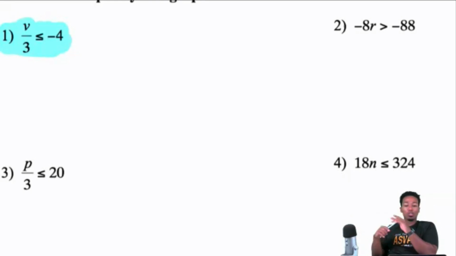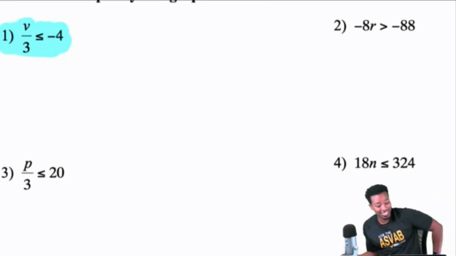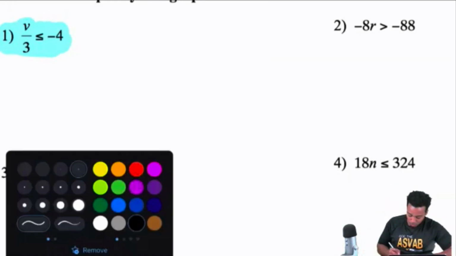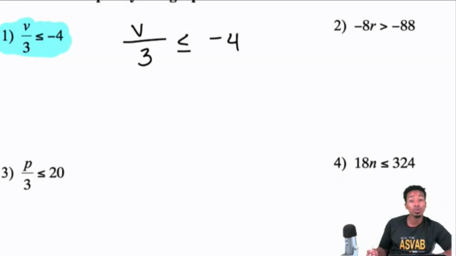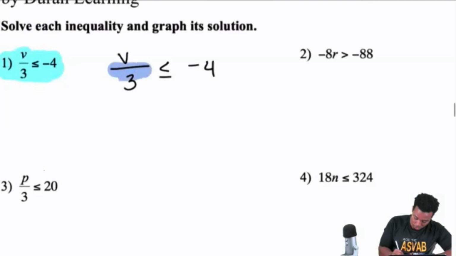Multiplying by 3. So with that said, everybody, is this problem as hard as we are making it look? Really not. All we have to do here is opposite operations. We have V divided by 3 is less than or equal to -4. We see a division of 3. And so what we will do is do the opposite and multiply both sides by 3.